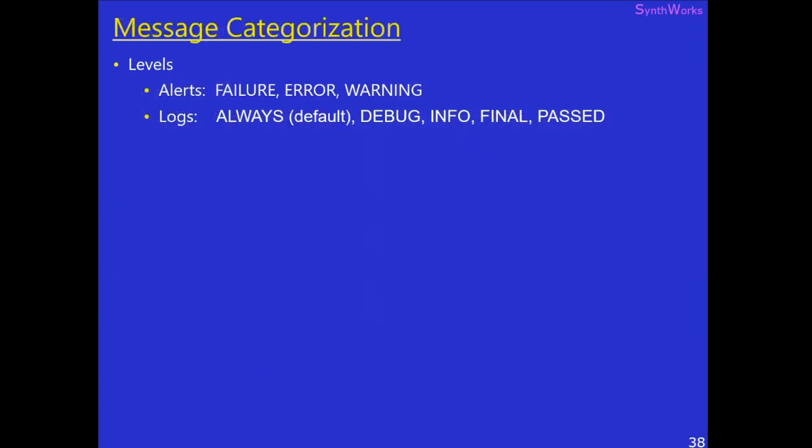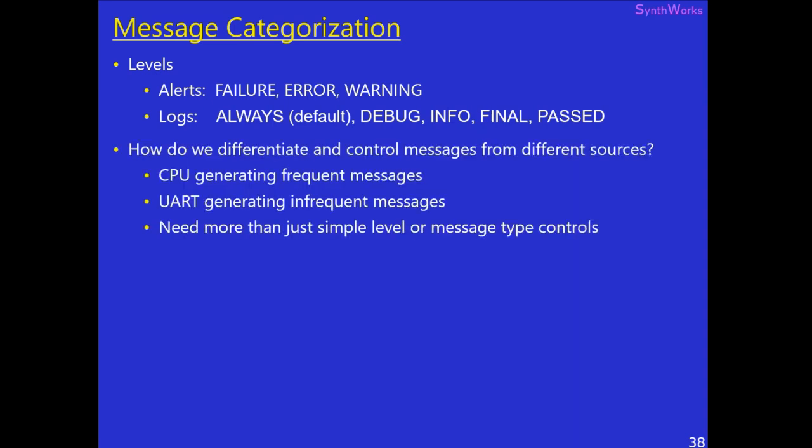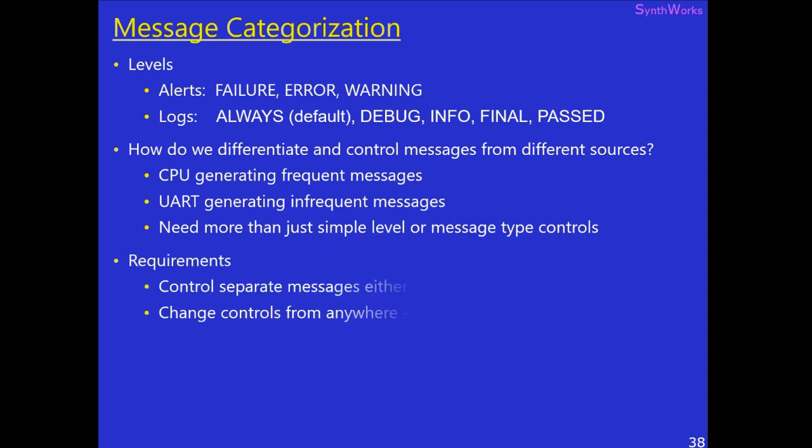Okay, so message categorizations. We have some message categorization in the form of the levels. But how do we differentiate different sources? And particularly, how do we handle a situation where one interface, like a CPU interface, might be generating an infinite number of messages, and the interface you're debugging, like a UART, is infrequently generating messages? So what that tells us is these little levels aren't enough.